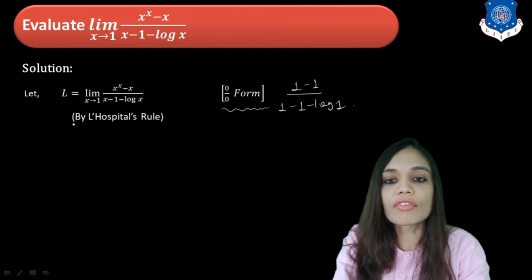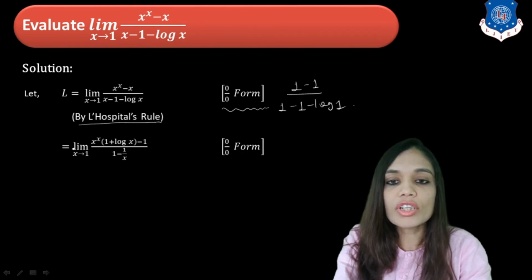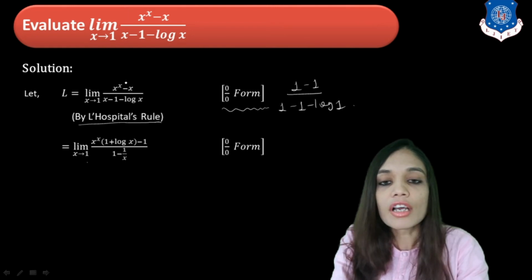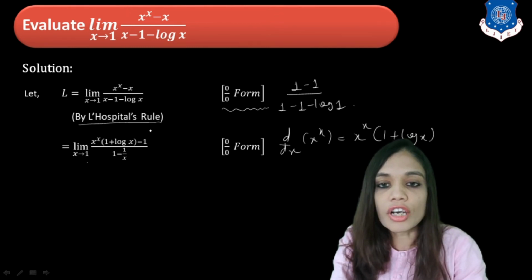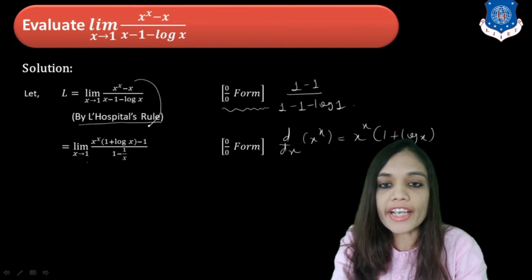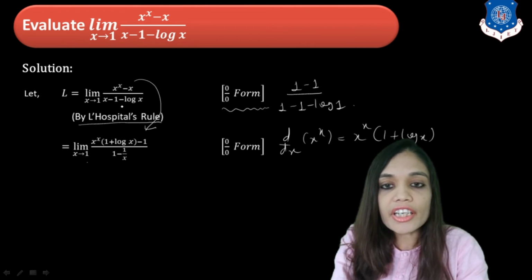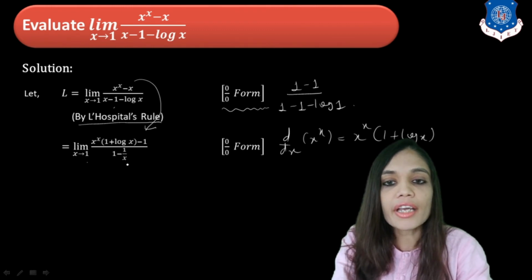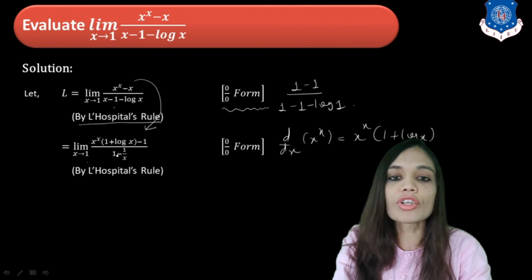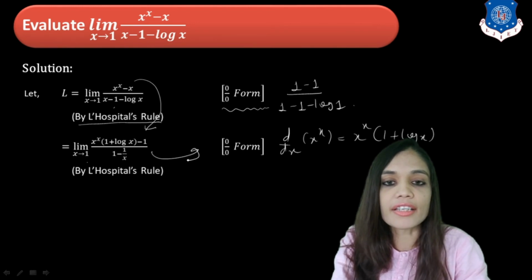So start applying our L'Hopital's rule. So what you will get? Limit x tends to 1. Now we know the derivative of x raised to x will be equal to x raised to x into 1 plus log x. So here put that. Now derivative of x will be equal to 1. Derivative of x again will be equal to 1. Derivative of constant will be equal to 0 and derivative of log x will be equal to 1 by x. Again put x is equal to 1. So you are getting 0 by 0 form.